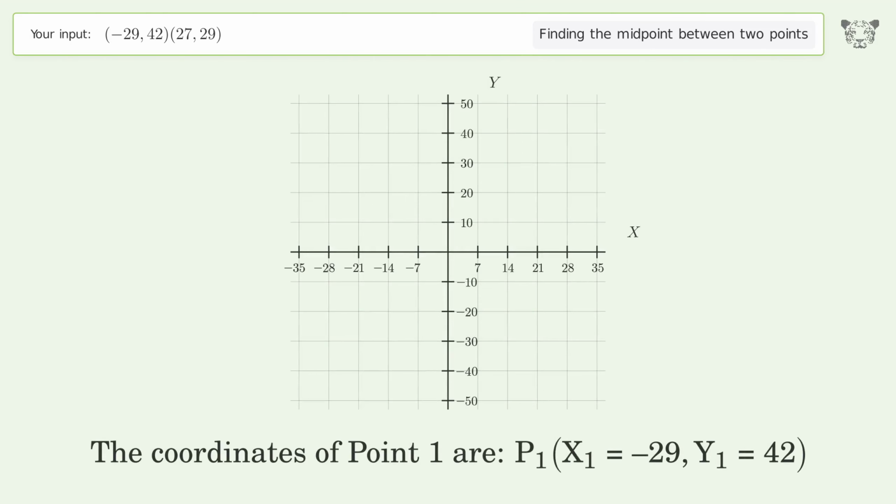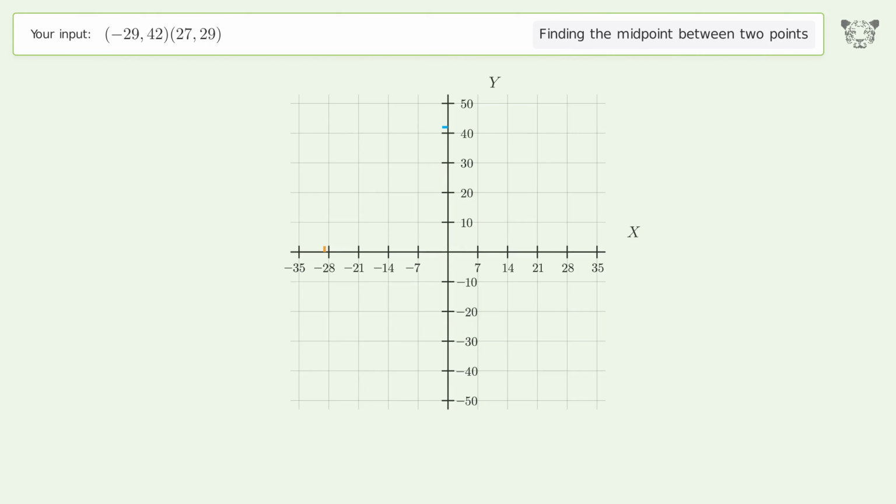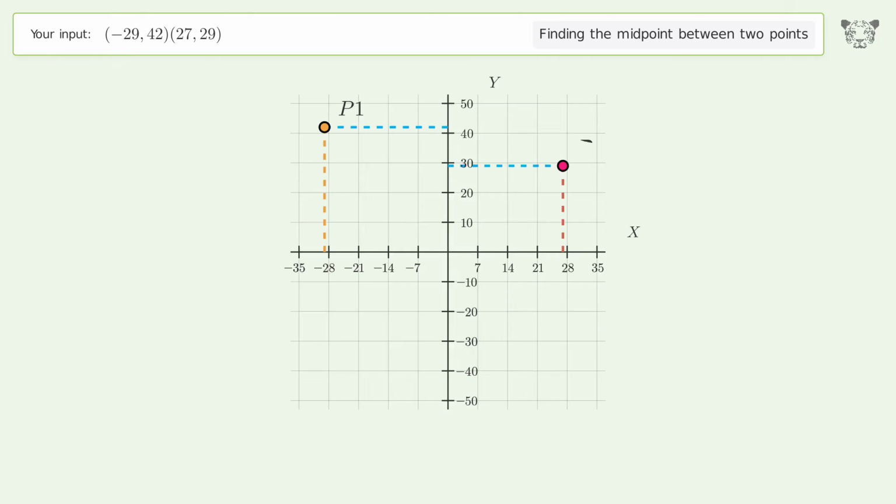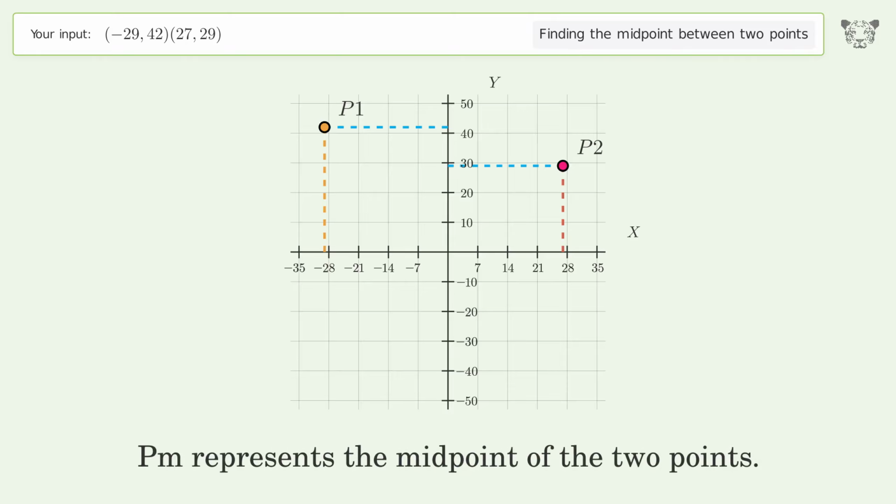The coordinates of point 1 are, x1 equals -29, y1 equals 42. The coordinates of point 2 are, x2 equals 27, y2 equals 29. PM represents the midpoint of the 2 points.